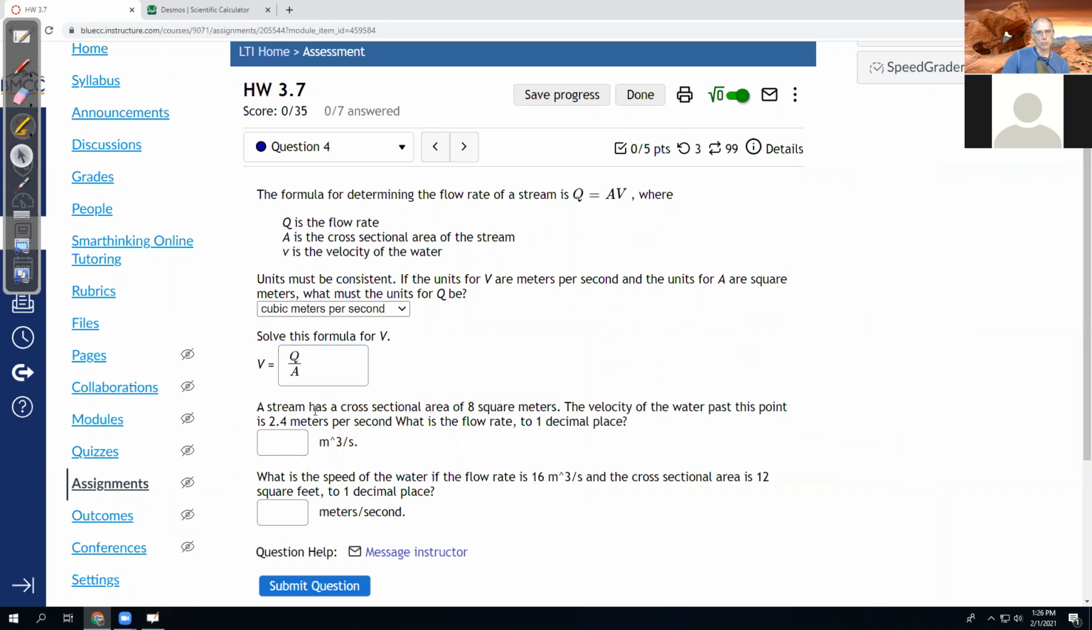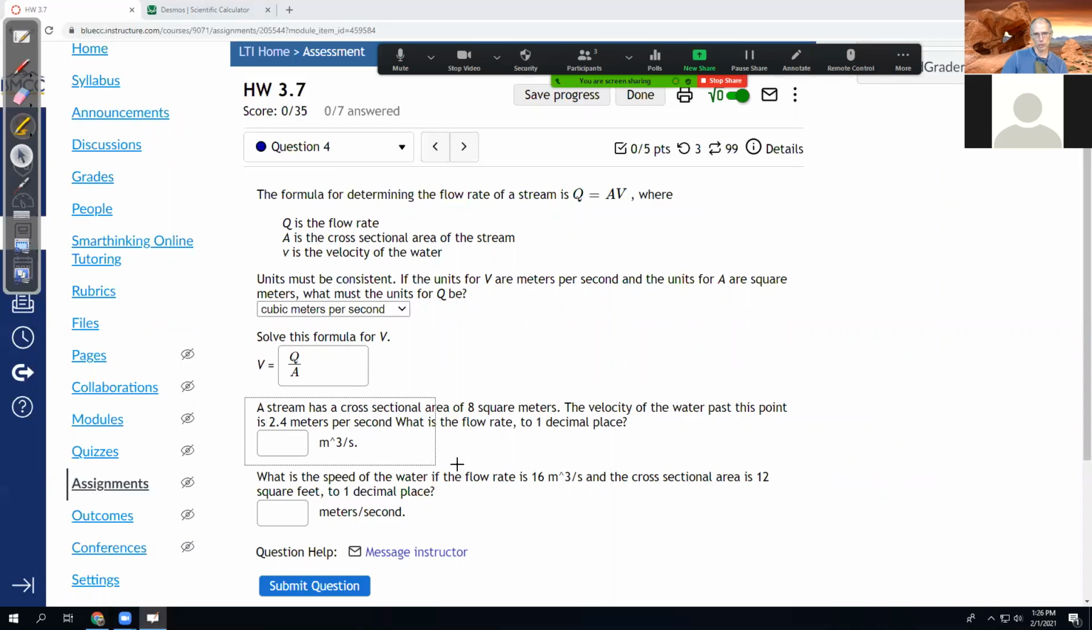All right, so here we're given some information. The stream has a cross-sectional area of 8 square meters, and the velocity of the water past this point is 2.4 meters per second. What is the flow rate? That one I think is pretty straightforward. Let's double check by picking it apart.